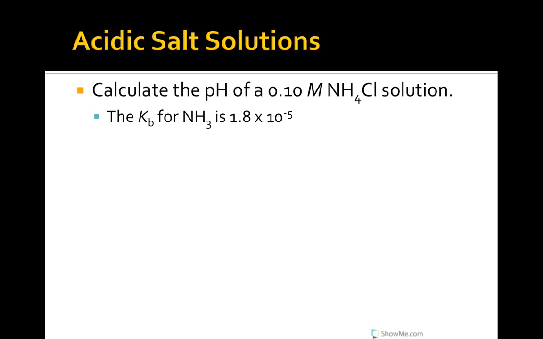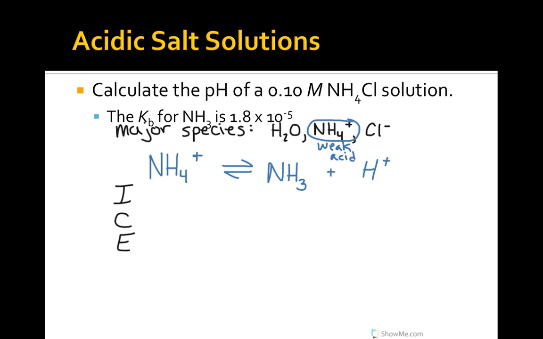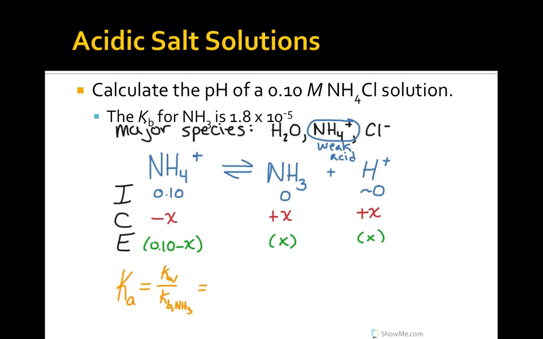What then would be the pH of a 0.10 molar ammonium chloride solution, given that Kb for ammonia is 1.8 times 10 to the negative fifth? Well, as we've already discussed, the major species are water, ammonium ion, and chloride ion. The ammonium ion, being the conjugate acid of a weak base, is itself a weak acid, so it will dissociate into ammonia molecules and hydrogen ions. From our ICE table, we can write the equilibrium expression in terms of x. And we'll need to calculate the Ka for ammonium from the Kb for ammonia.